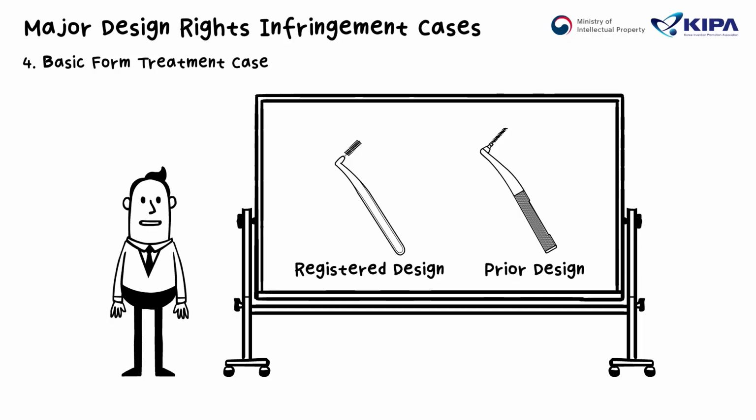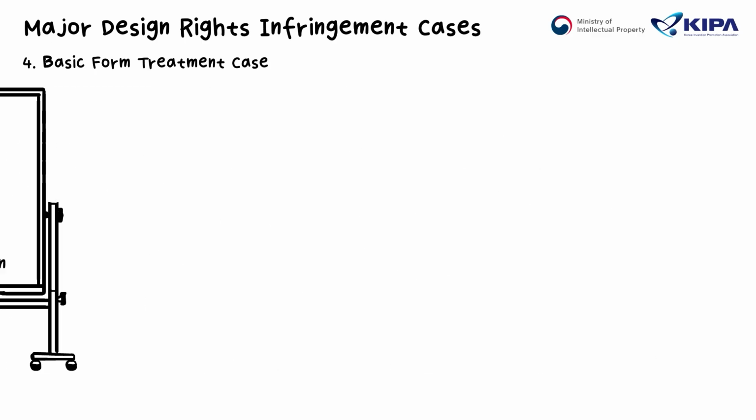When determining design similarity, even if the two designs appear similar as a whole, such resemblance often results from the basic or functional form of the product. A product's basic form cannot be monopolized by any one party in the field. It remains a freely usable design element. Accordingly, this case is significant in emphasizing that forms essential to a product's function or representing a basic structure should be given lower weight when assessing design similarity.